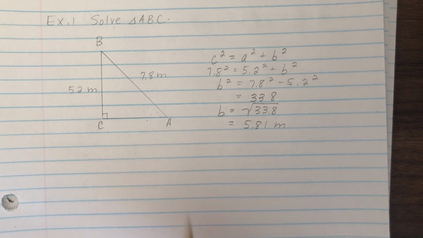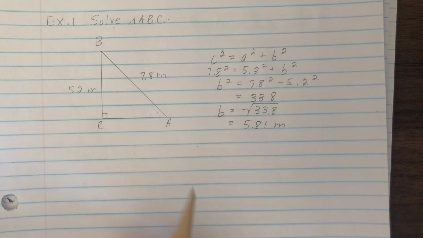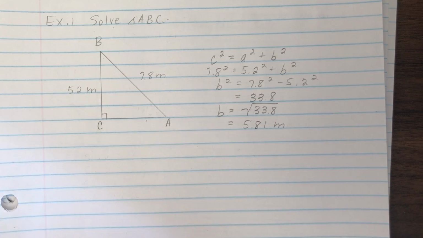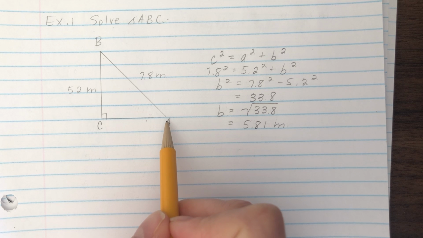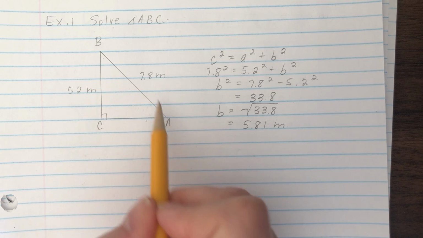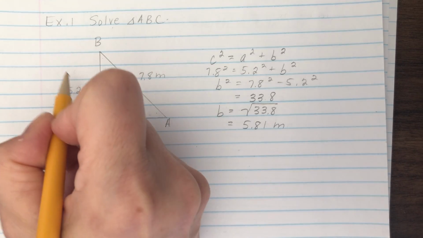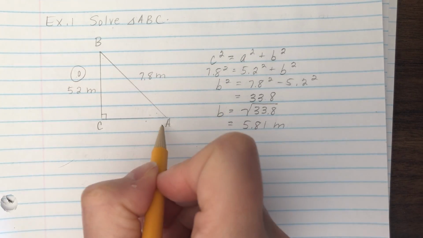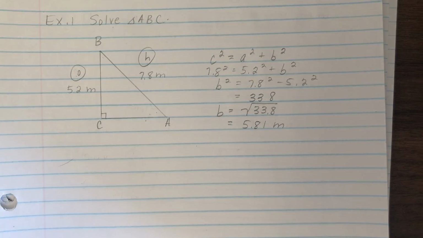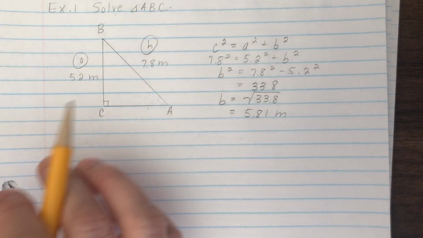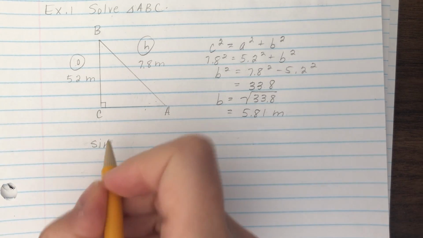Okay. Next, we can find angle A. You could also start by finding angle B if you like, but I'm going to choose to find angle A first. And the first thing I need to do is to label these two sides in relation to this angle A. So the 5.2 meter side is going to be my opposite side because it's across from angle A. The 7.8 meter side is the hypotenuse. And since I have the opposite and the hypotenuse involved, I'm going to use the sine primary trig ratio to find angle A.